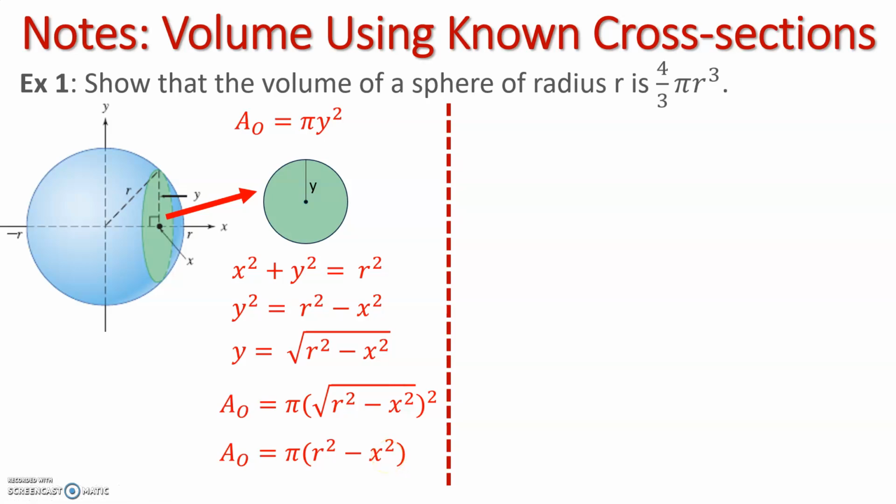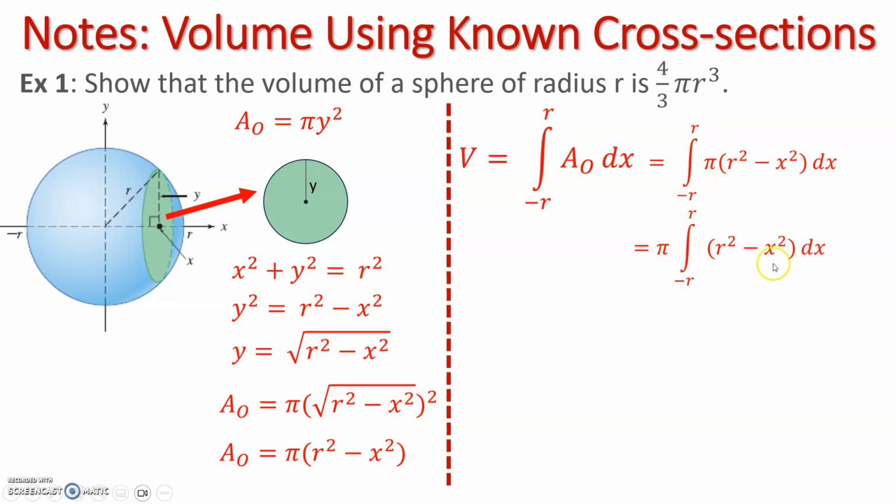Now, using this area, we know that if we accumulate these cross-section areas across this sphere, negative r to r, we should get the volume. So we're going to say then the volume of the sphere is the integral of these cross-section circles from negative r to r with respect to x. So that is the integral from negative r to r of our area function pi times r squared minus x squared dx. Now note, pi is a constant, so I'm going to just pull that from the integral.